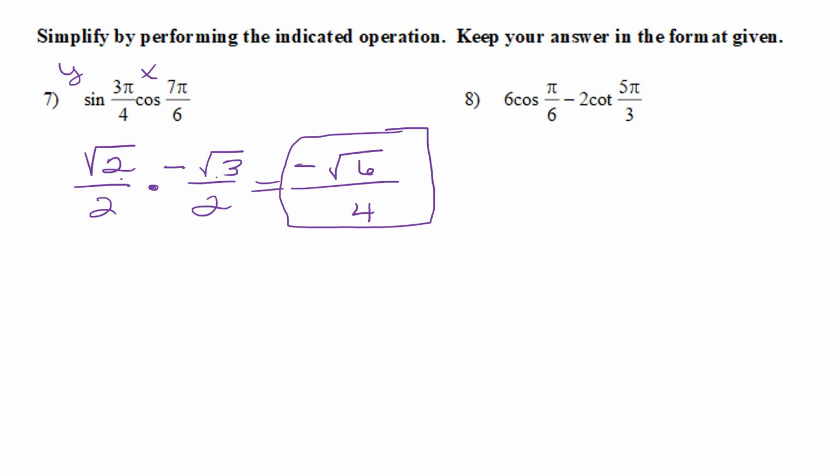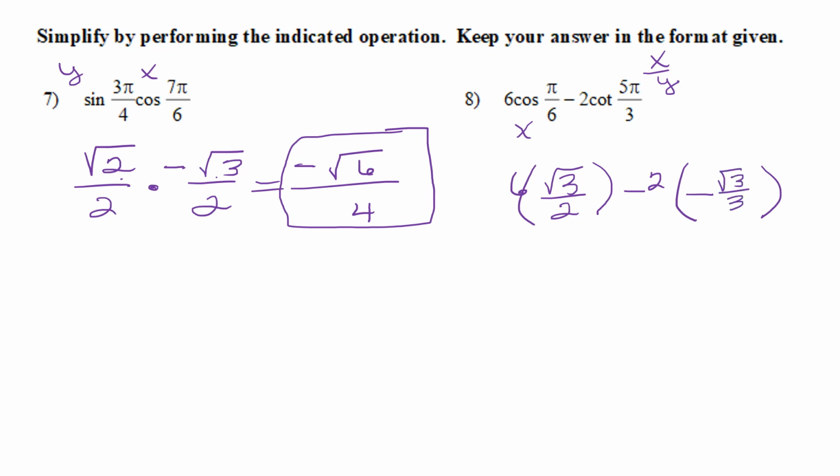All right, number 8. 6 multiplied by cosine of pi over 6 minus 2 multiplied by cotangent of 5 pi over 3. So I need the x-coordinate at pi over 6, which is the square root of 3 over 2, and that's going to get multiplied by 6, minus 2 multiplied by cotangent of 5 pi over 3. So that's my ratio of x over y at 5 pi over 3. Which will be negative, so that would be a negative 1/2 over a positive root 3 over 2, and that will give us a negative square root 3 over 3 after simplifying and rationalizing.